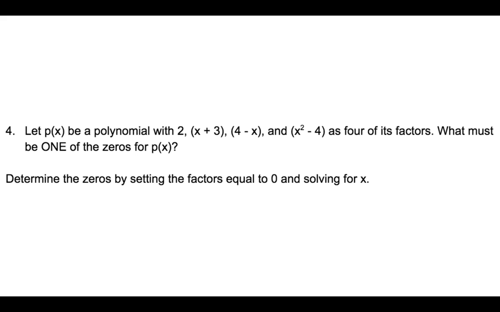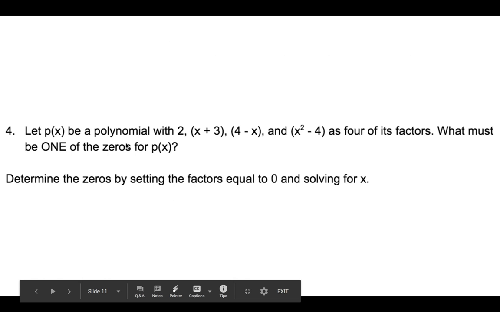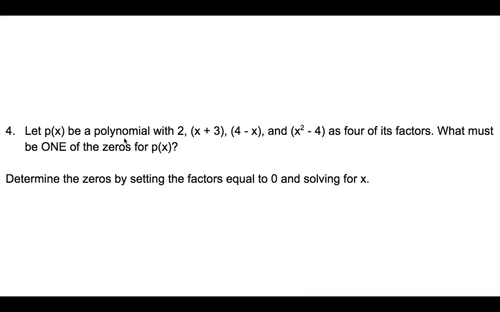So I give you the factors. I'm sorry, what must be one of the zeros? That's a very important word, zeros for p of x. Determine the zeros by setting the factors equal to 0 and then just solving for x. So that's what you guys should be doing. You should be solving for x.